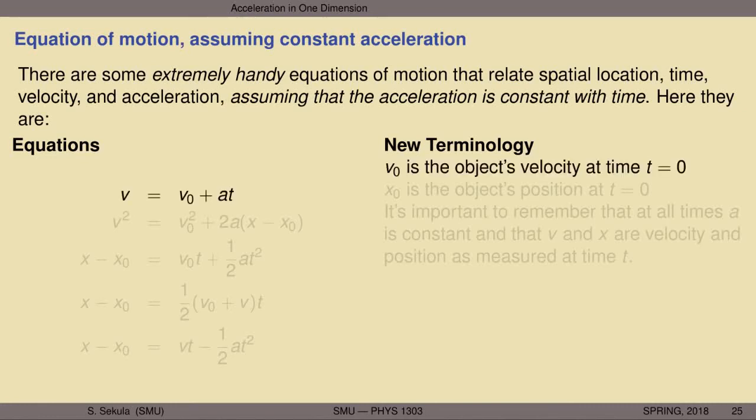So the first equation is simply that the velocity at some time t is equal to the initial velocity plus the acceleration times the time that has passed. It's always assumed that the motion began at time zero, which is why you don't see a t with a subscript zero appearing in these equations, although you very well could put that in here. This equation is very useful if, for instance, you know the initial velocity, you know the constant acceleration, and you want to find the velocity at any other time t after time zero.